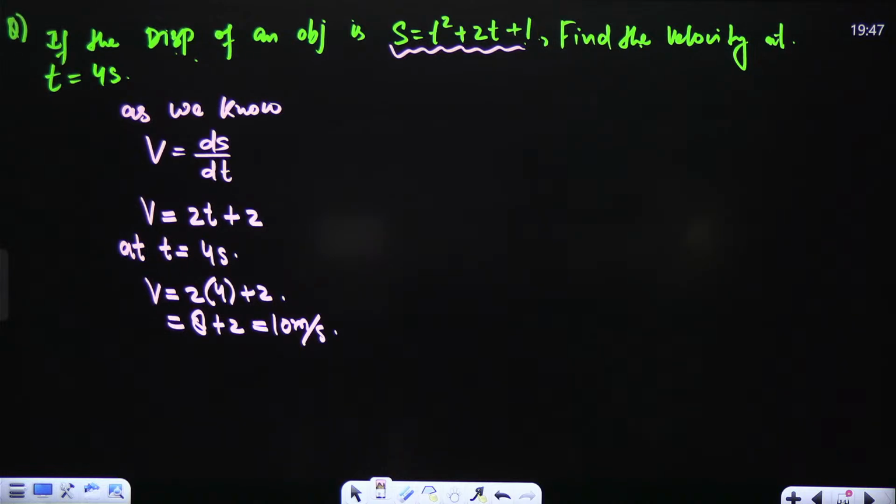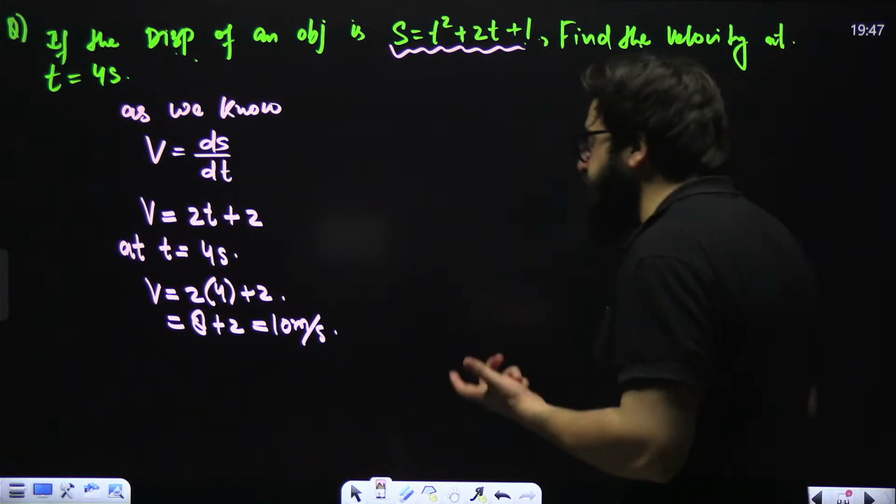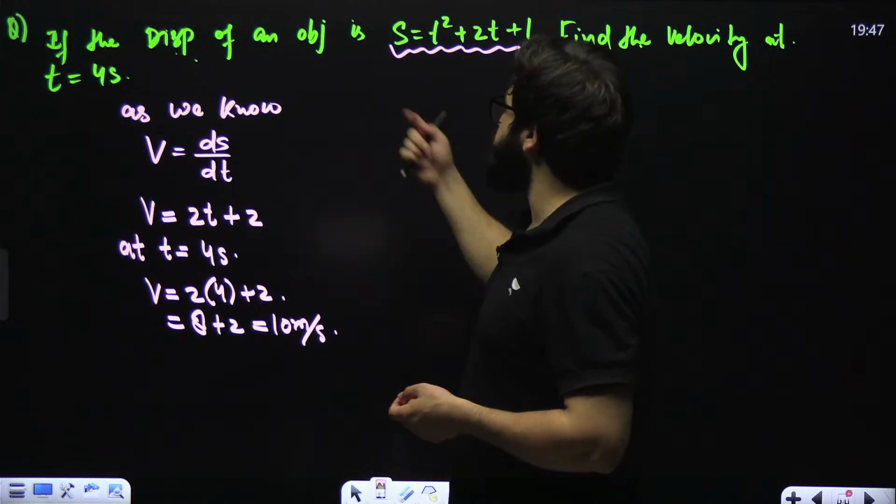Is this clear? So this is how we find the velocity of an object if its displacement is given.